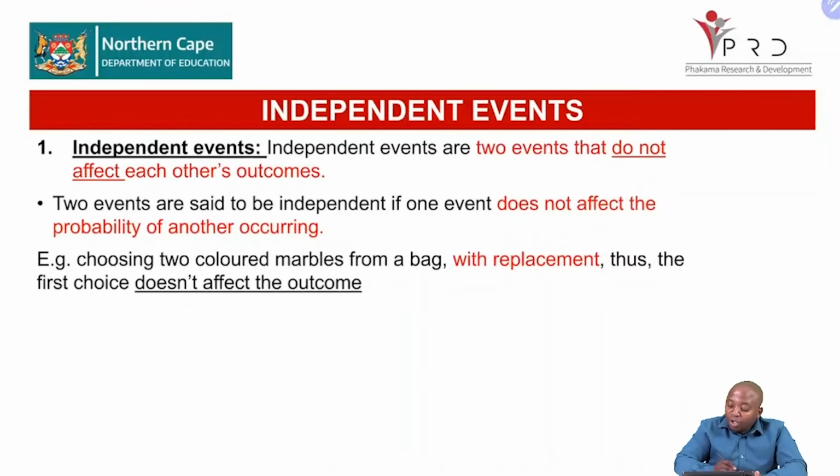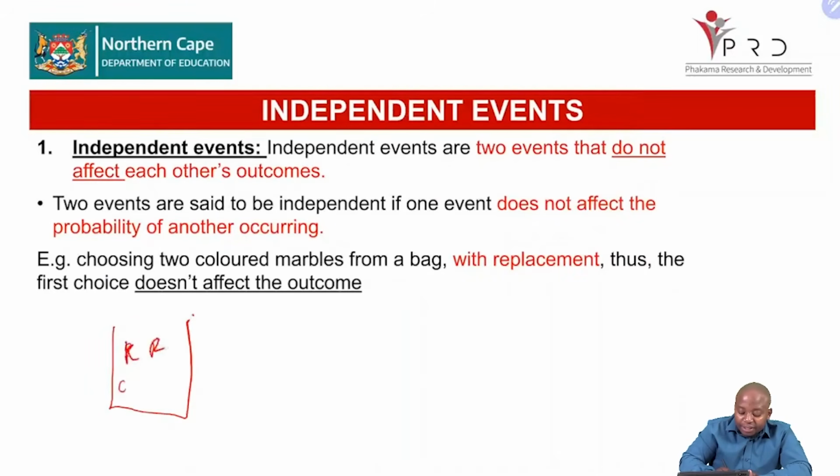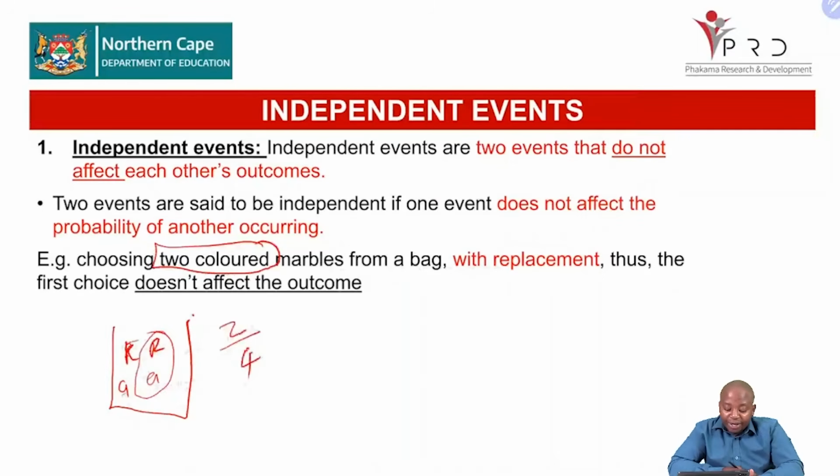That is to say, to choose, let's say for example, I have red, green, green. Now, the probability of choosing two colored marbles. Let's say I just want to choose a red and a green. I want to choose 2 at the same time, so it's going to be 2 over 1, 2, 3, 4. Let's say it's just 2 over 4 in that case. What you see there, 2 over 4, is going to be 50% probability.